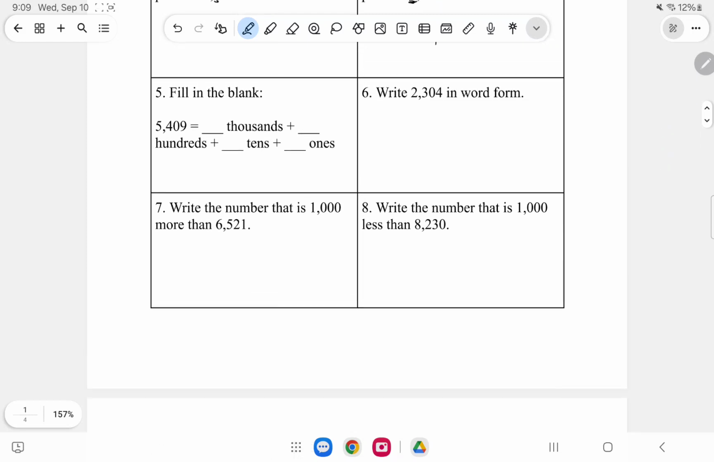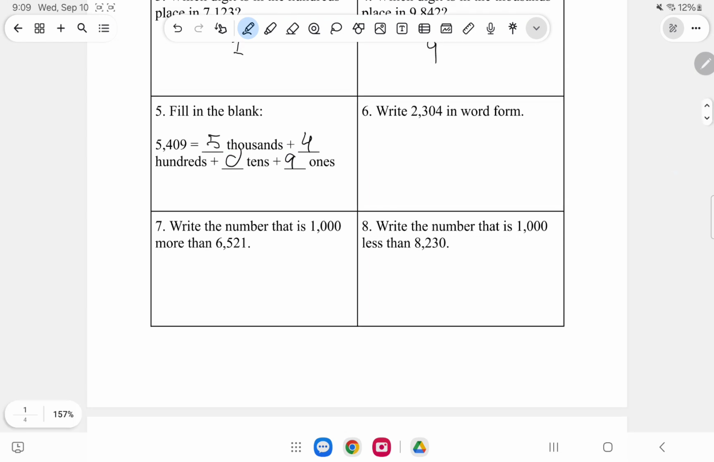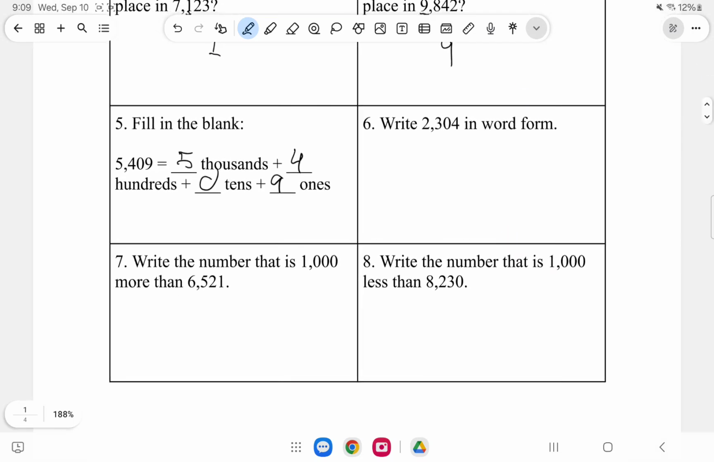Fill in the blank. 5409 equals blank thousands plus blank hundreds plus blank tens plus blank ones. So there are 5000s, there are 400s, there are 0 tens, and there are 9 ones. Write 2304 in word form. So we're going to write this all out. 2304.